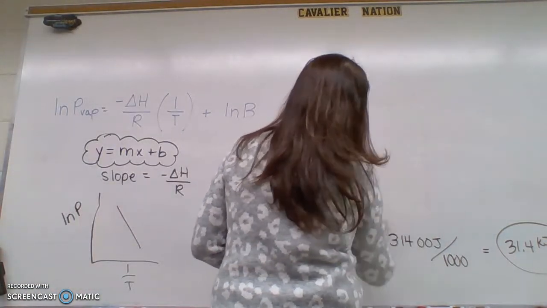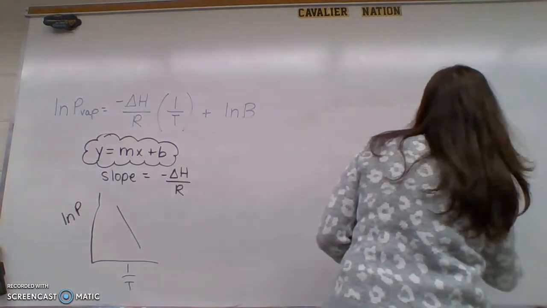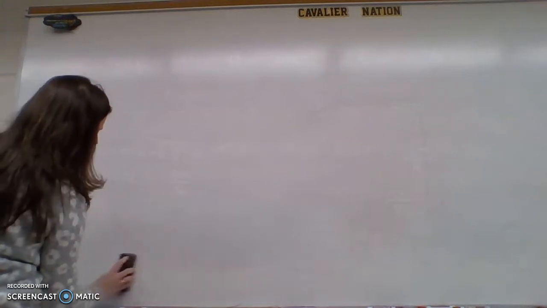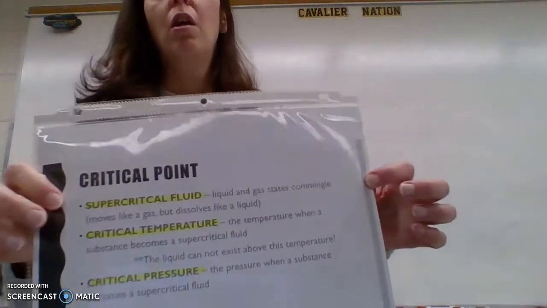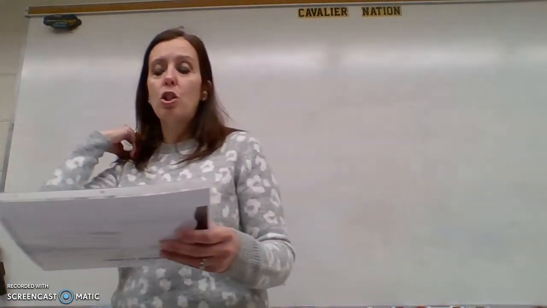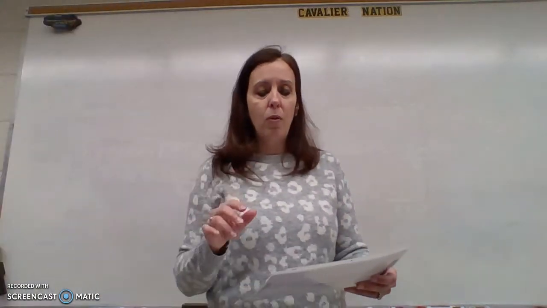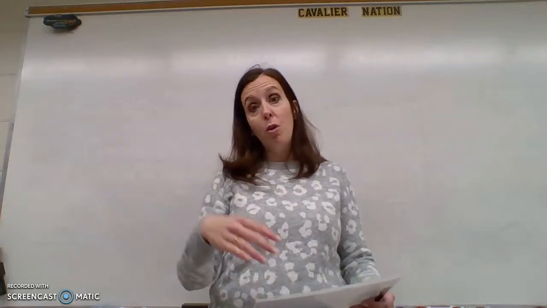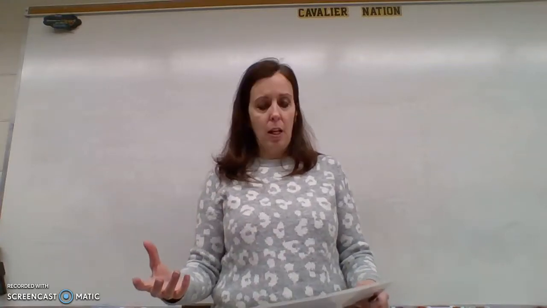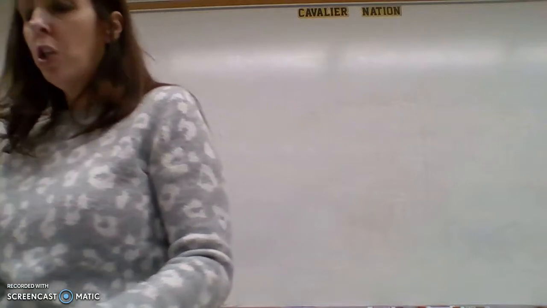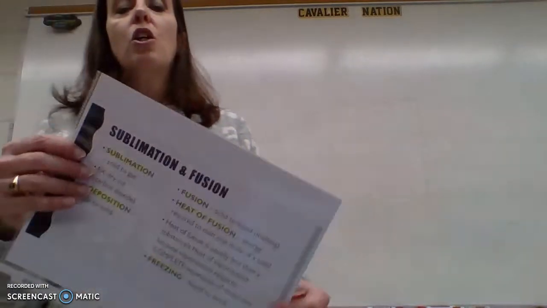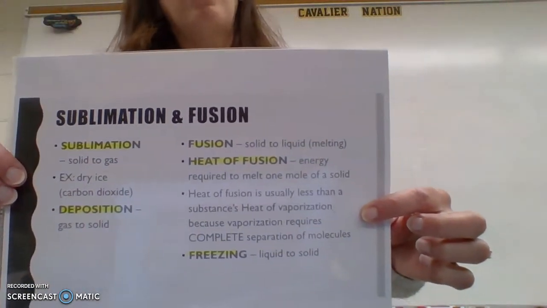And I will tell you that last year we didn't really discuss this stuff. So we discussed it briefly, but this is, for all intents and purposes, kind of new for you guys, some new vocabulary. So supercritical fluid occurs when a liquid and gas state commingle together. They're happy together. It kind of moves like a gas, but it dissolves like a liquid. The critical temperature is the temperature at which the substance becomes a supercritical fluid, and the critical pressure is the pressure where that happens.